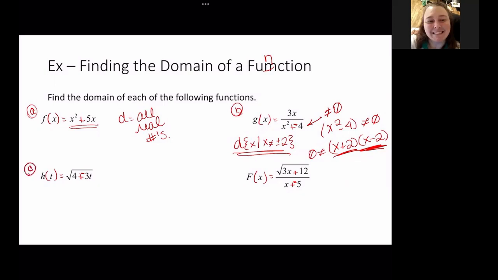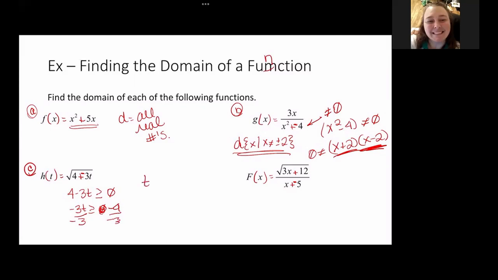Let's look at C here. So what are our rules about square roots? Our square roots cannot be negative. So it's valid only when it's nonnegative. So 4 minus 3t must be greater than or equal to 0. Okay, so let's solve for t. So minus 3t must be greater than or equal to minus 4. Divide by minus 3. Man, my writing's getting terrible. So my t has got to be less than or equal to 4 over 3, or 1 1/3.